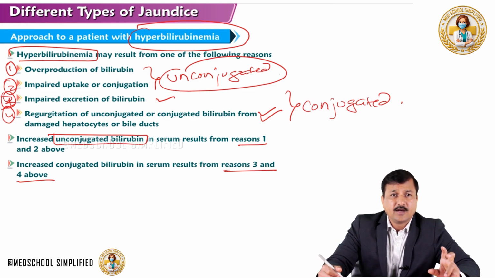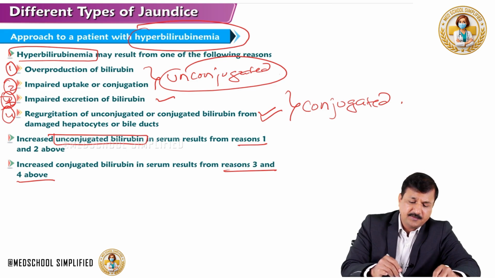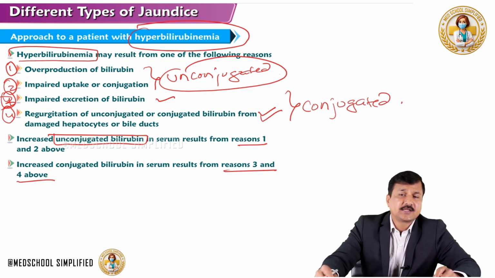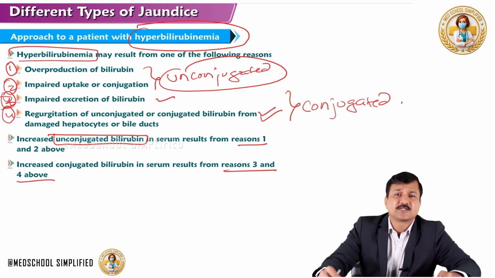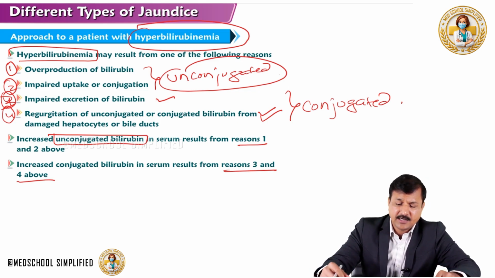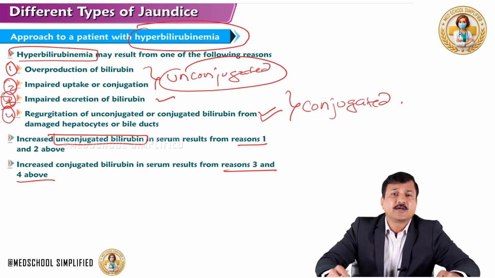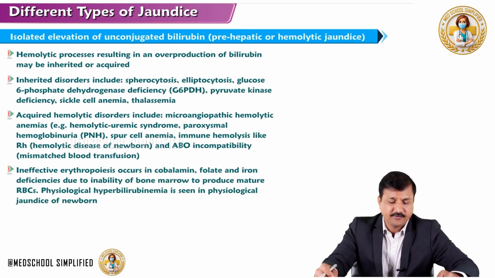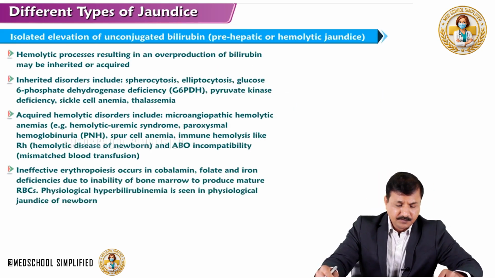So, predominant unconjugated hyperbilirubinemia is because of overproduction of bilirubin or impaired uptake or impaired conjugation of bilirubin, while a defect in the excretion of bilirubin from the hepatocyte or regurgitation of the secreted bilirubin from the common bile duct will lead to predominant elevation of conjugated bilirubin. So, based on these four reasons, let's look into different types of jaundice now.